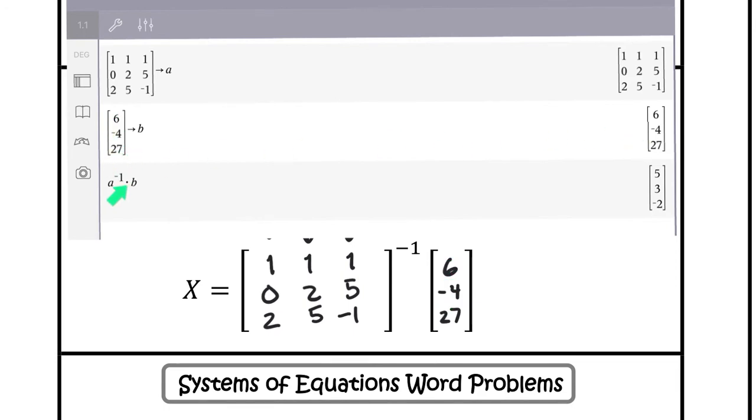And I did the same formulation that I did for example 1. I did A to the power of negative 1 times B. And they gave me my answers for x, y, and z. So x equals 5, y equals 3, z equals negative 2.